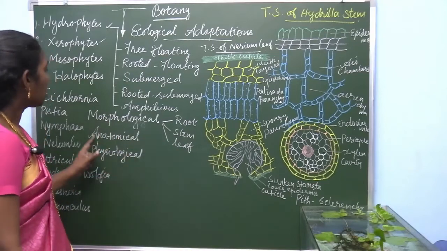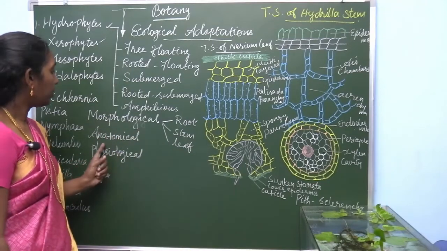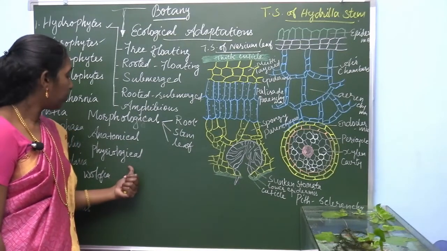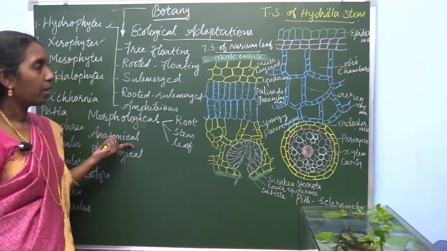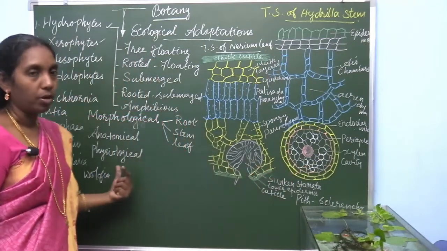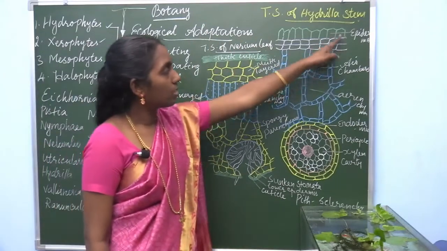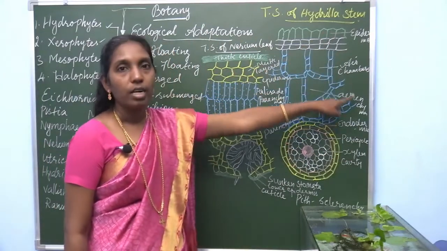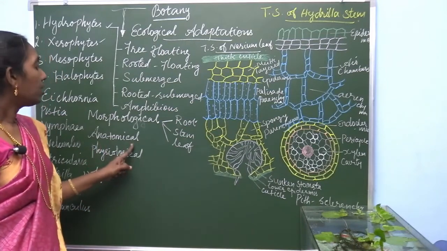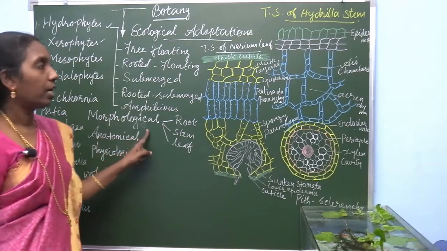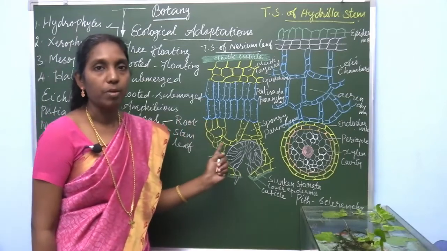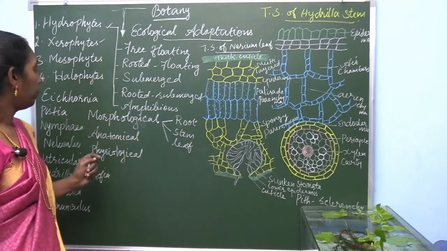So all these questions are important: morphological adaptation, anatomical adaptation, as well as physiological adaptation. Physiological adaptation may be a 2 mark question, anatomical adaptation a 5 mark question. Draw this diagram and write the points. When you draw this diagram, you can study all the parts, so you can write it as a 5 mark essay. Then anatomical adaptation, then morphological adaptation also. Write about root, stem and leaf. Sometimes it may be asked as a 5 mark question.